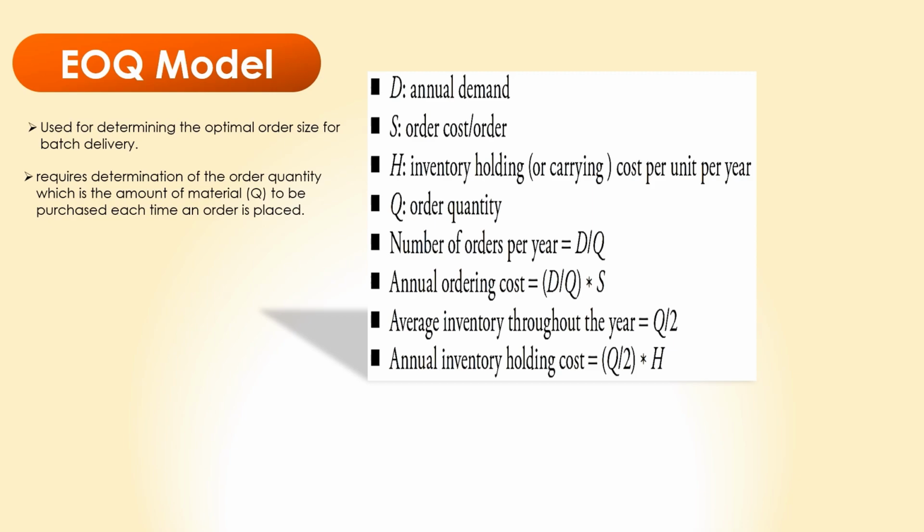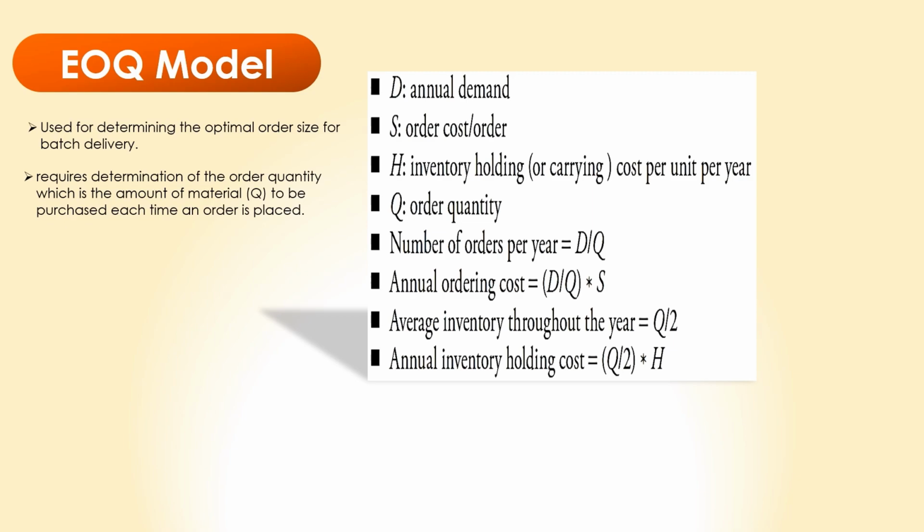So how can we compute the number of orders per year? It's just D over Q, or the annual demand over the order quantity. For the annual ordering cost, it is equal to D over Q multiplied by S, or the annual demand divided by the order quantity and then multiplied by the order cost, or the cost of ordering. Now, the average inventory throughout the year is equal to Q over 2. So how did we get Q over 2? Later on, we will explain that.